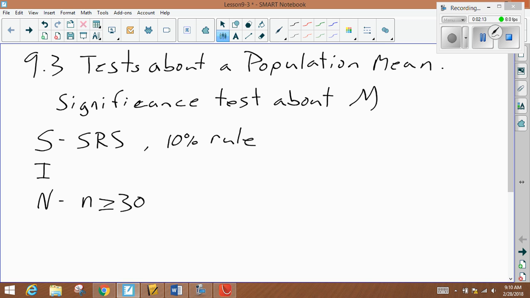But what happens if N is less than 30? If N is less than 30, we have to look at the distribution, same as we did in chapter 8 for confidence intervals. Look at the distribution to assess the normality.